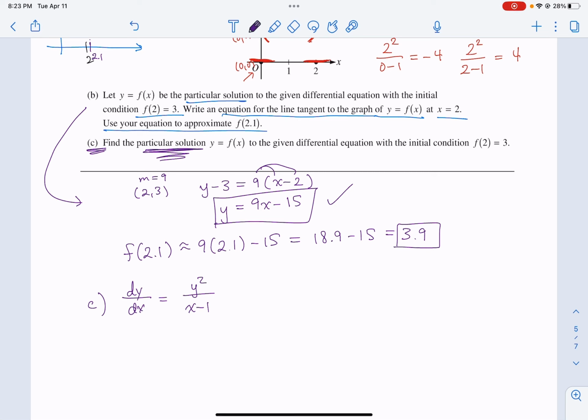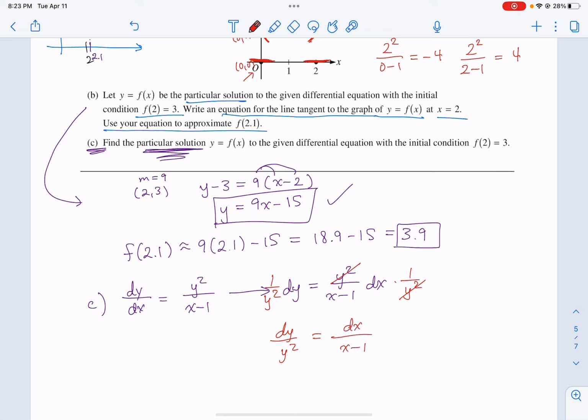And the first step we're probably going to want to do is separate those variables. So I'm going to multiply by dx on both sides. And we want to get our y's on the left, our x's on the right. We already have the x's together. Let's get that y over there. Let's multiply by 1 over y squared on both sides. This will cancel with that. And ta-da! We have now separated the variables.